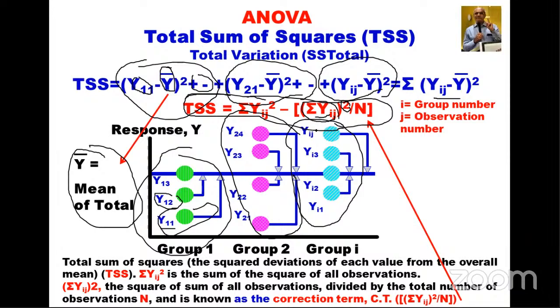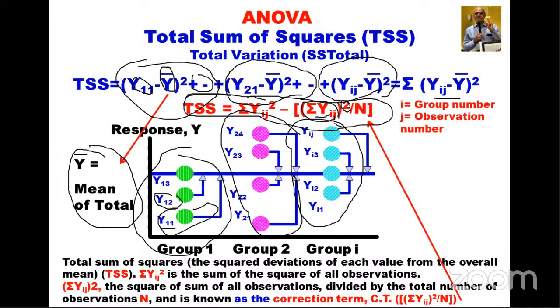In here, the last term is known as CT, correction term. It is most important, it will come everywhere, correction term. So TSS is equal to square of first observation plus square of second plus square of third and square of last, minus sum of all whole square divided by n. So this is TSS, the total sum of the square. Manually, it is very difficult. I did one or two examples, you will see it, and then we'll see it by software also.